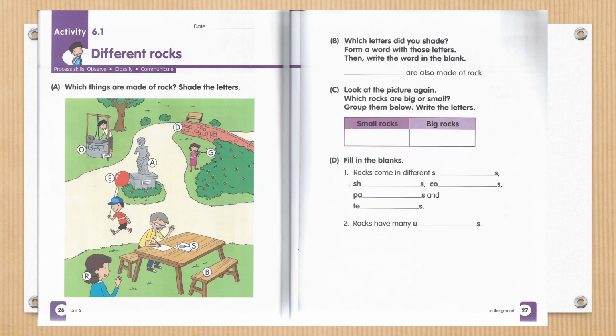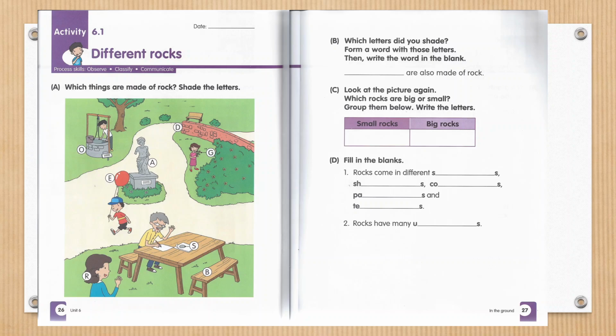Letter D, fill in the blanks. Number 1 says, rocks come in different sizes, shapes, colors, patterns, and textures. Number 2, rocks have many uses.